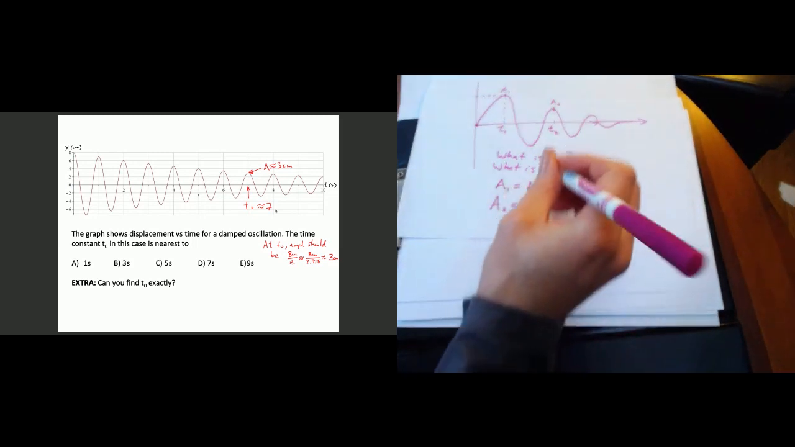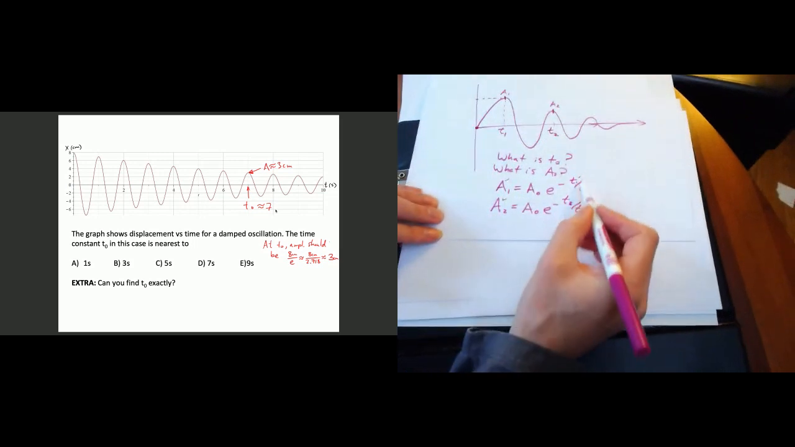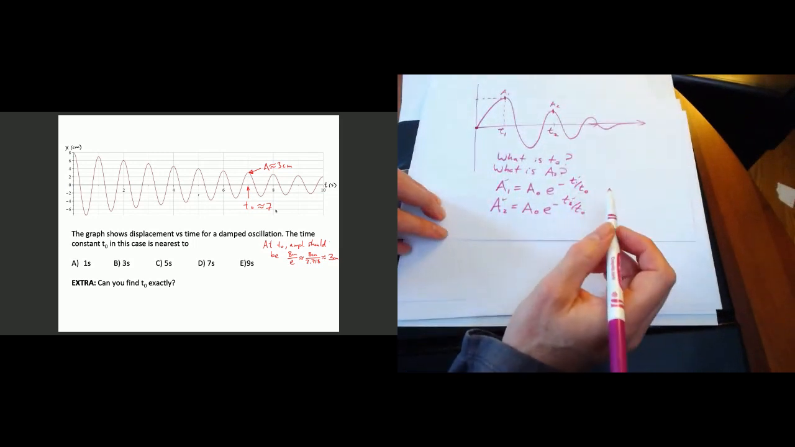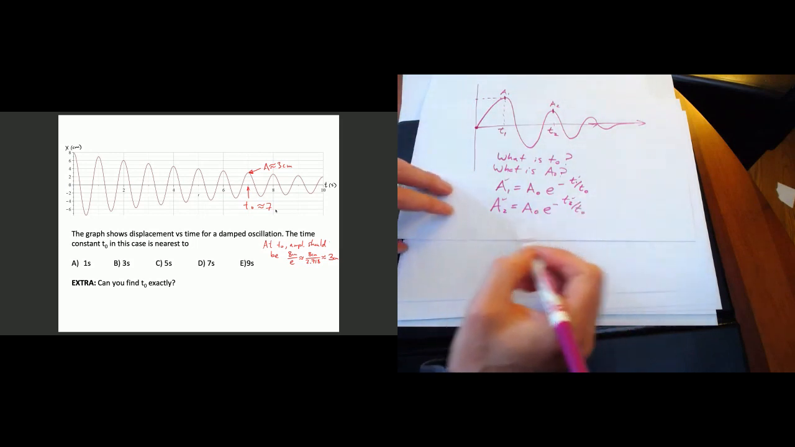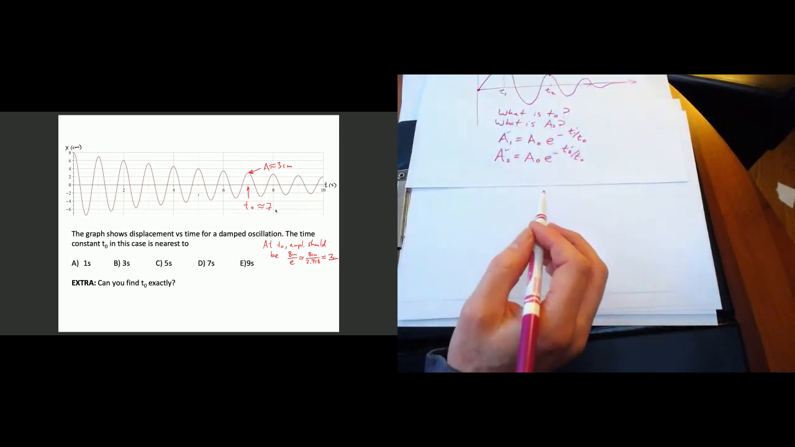Okay, and then we could just plug in our values. So we've got values for a1, a2, and t1 and t2. And so plugging all those in, it's possible that we can use both of those equations to solve for a0 and solve for t0.